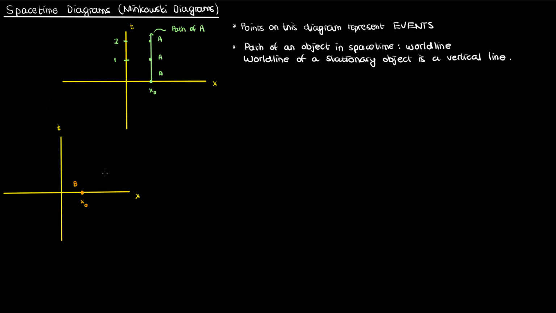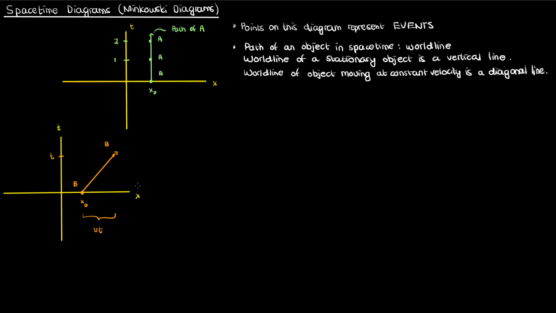Suppose I have an object B which initially starts out at x0, but this time it moves at a velocity v towards the positive x-axis, so towards the right. This means that at some time t, object B will have moved v times t units to the right. So for an object moving at a constant velocity, the world line will simply be a diagonal line. In this case, the velocity v will be the tangent of the angle theta over here, with the horizontal distance opposite the angle and the vertical distance, or the time, adjacent to that angle.